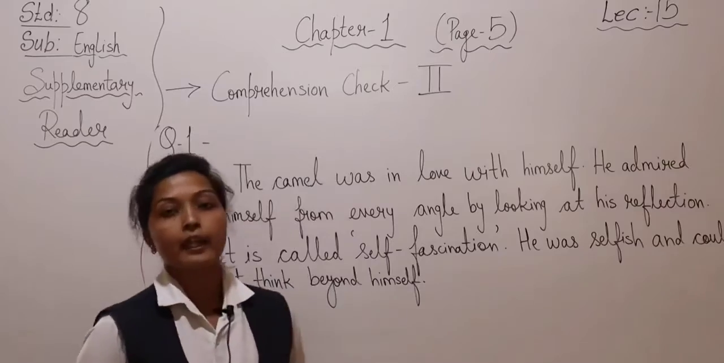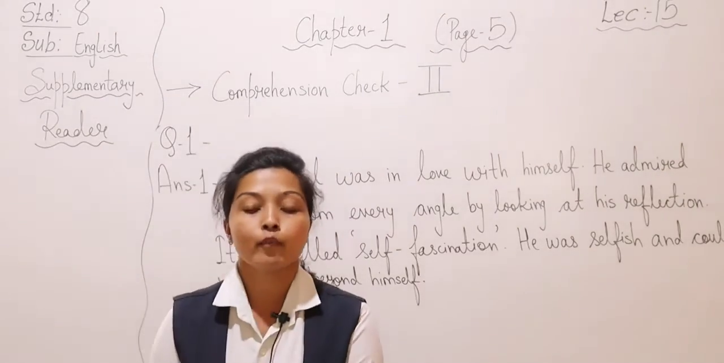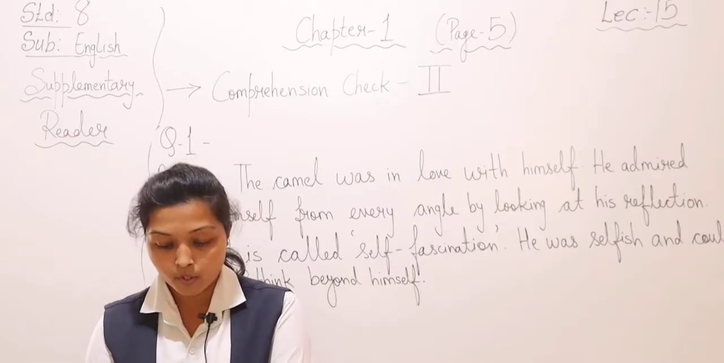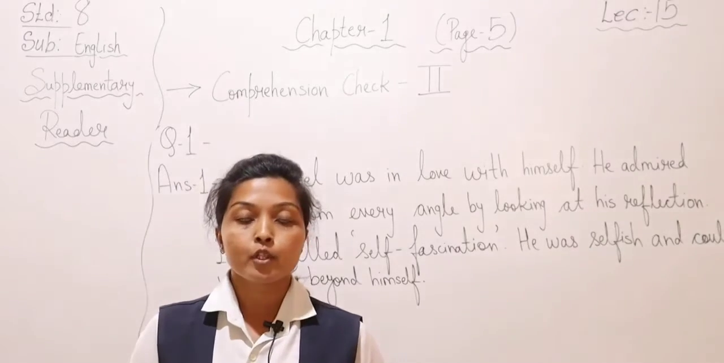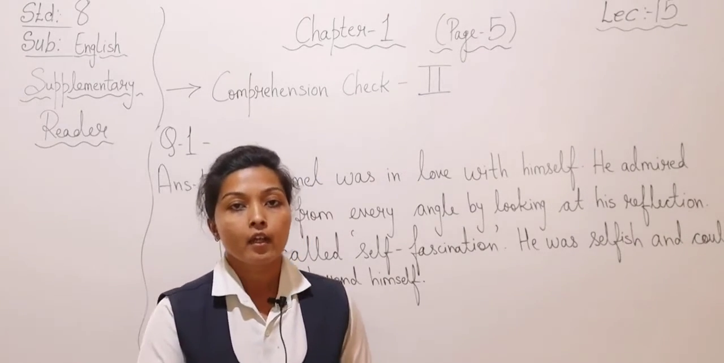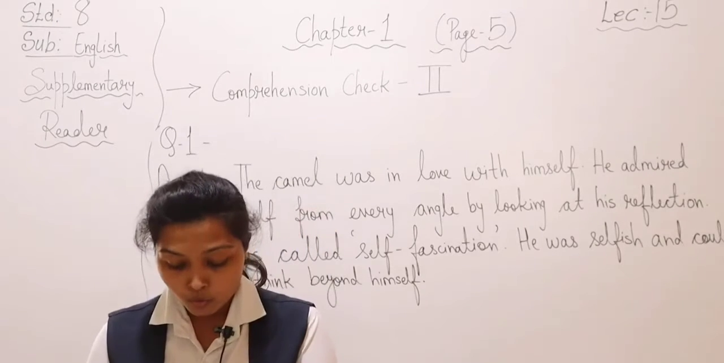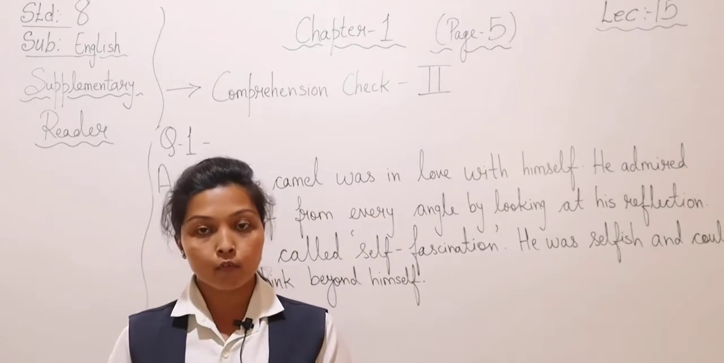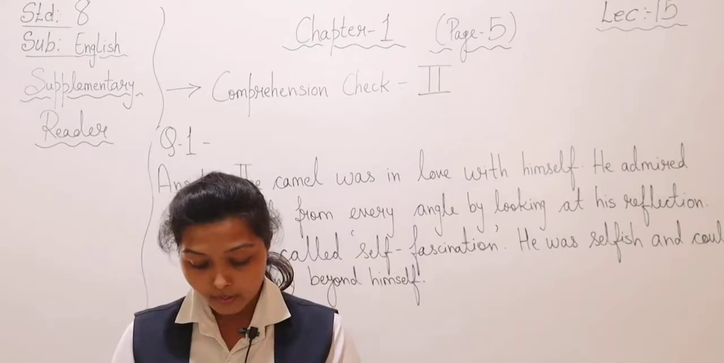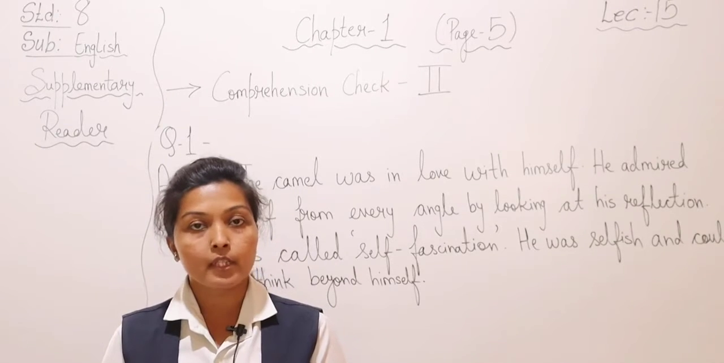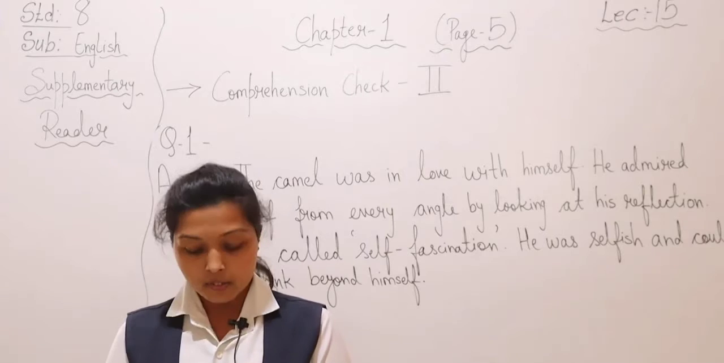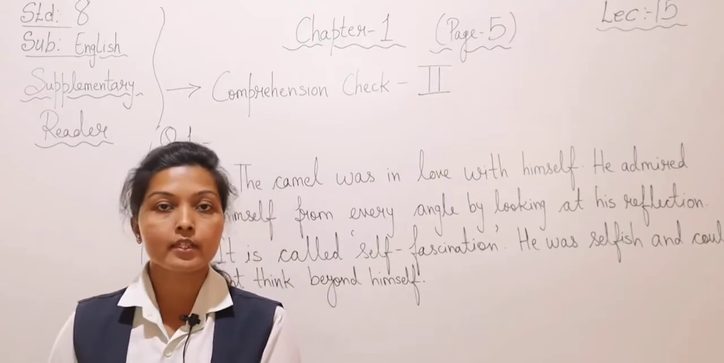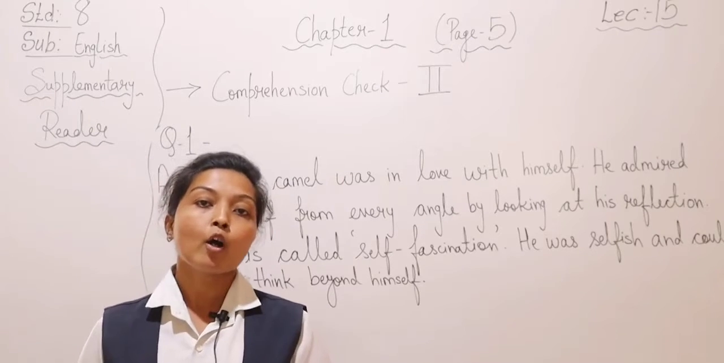Okay, so when the camel looks at his own reflection in the pool, from that what do you come to know about the camel? From that we come to know that he is too proud of his body. Yes, he loves himself more, and it is self fascination, means he is selfish, and could not think beyond himself. So he is always thinking about himself only, not about others.